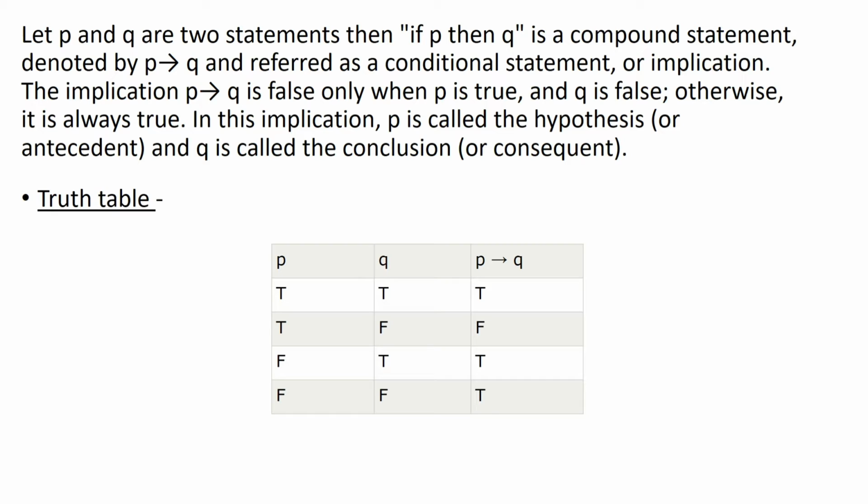Let me discuss their truth table. Three columns and four rows are here. First column is P, second is Q, third is P then Q. Here four possibilities are there. If both are true, the value is true. If one is true and the other is false, the value is false. If one is false and the other is true, the value is true. And last, if both are false, the value is true.